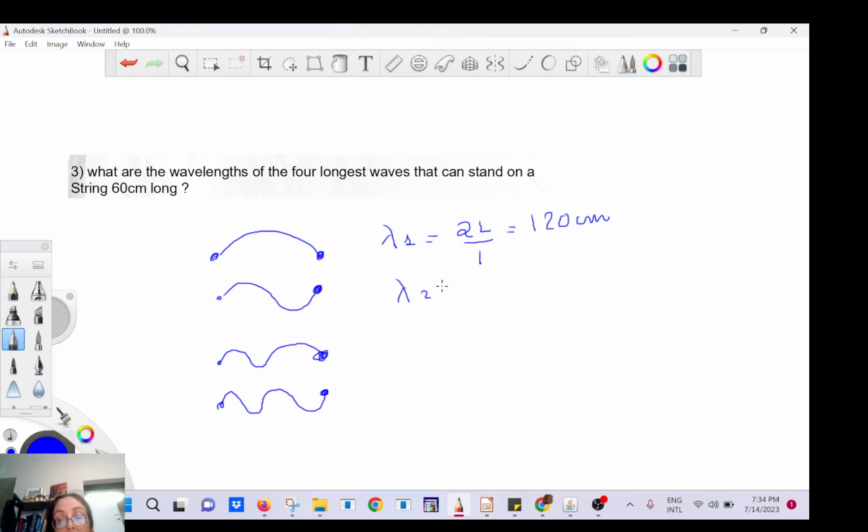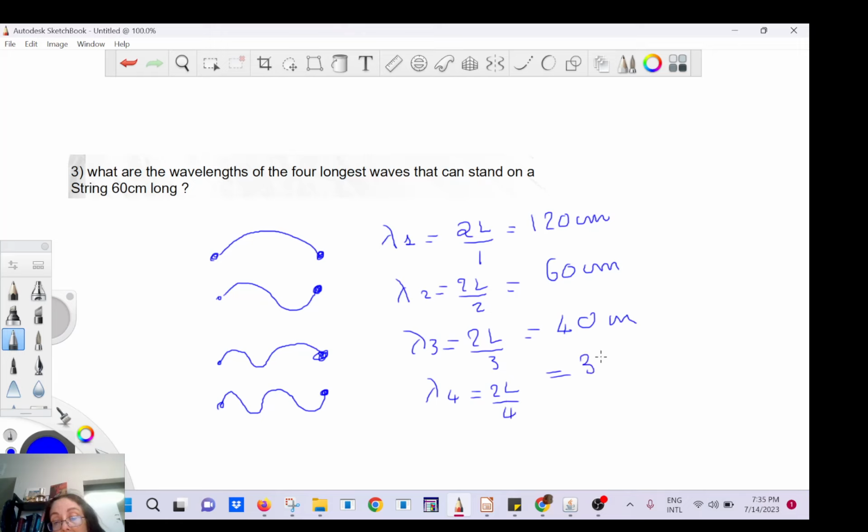And then the next one will be 2L over 2. So each time you divide by the harmonics number, so that's going to be divided by 2. That's going to be 60. And then the third one will be 2L divided by 3, which is 40, right? And then the fourth one will be 2L divided by 4, which is 30 centimeters.